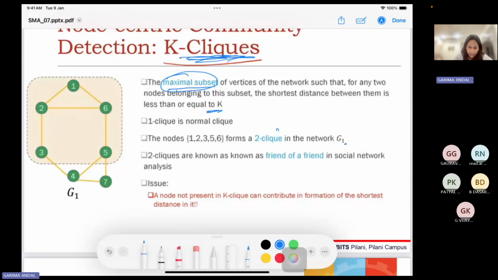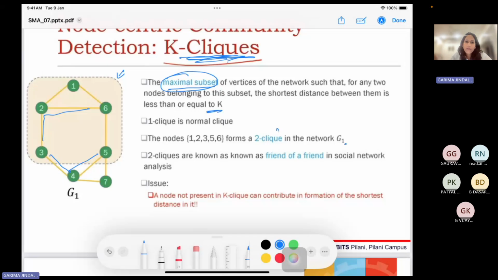For example, let us consider the highlighted nodes. If you try to see the distance between any two nodes in the network, you can see that the distance between any two nodes is maximum 2. For example, 3 to 2 is 1, 3 to 1 is 2, 3 to 6 is again 2. So 3 to 2 and 2 to 6. Now, if I want to go from 3 to 5, 3 to 5 is again 2.